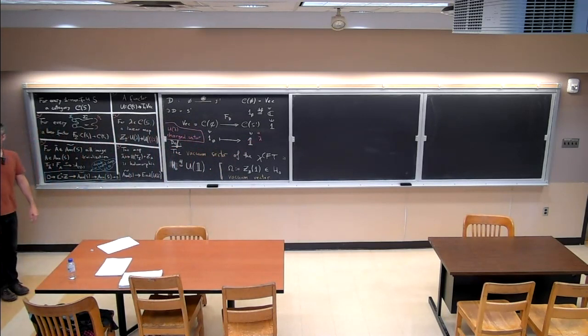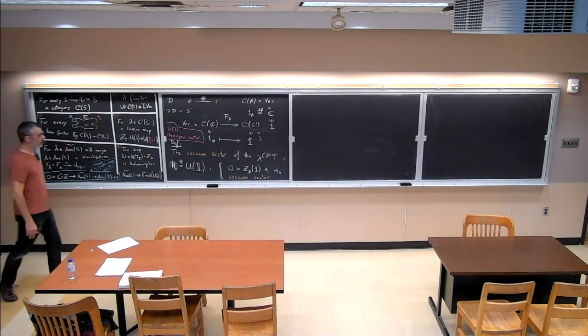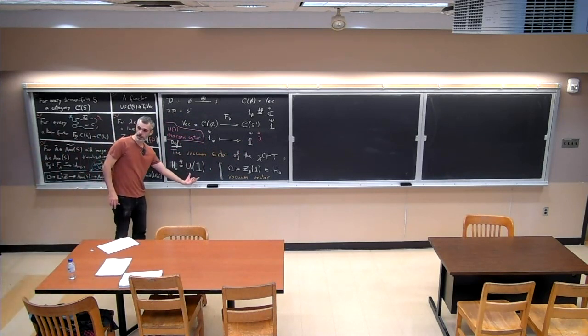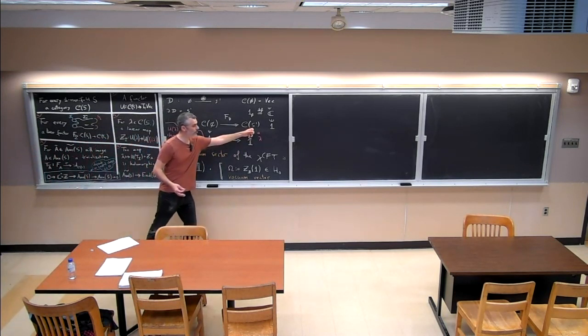So a CFT has many sectors. These are various infinite dimensional vector spaces. One of them is distinguished. It is the vacuum sector. It's this one. And the other ones, well, they depend on an object.